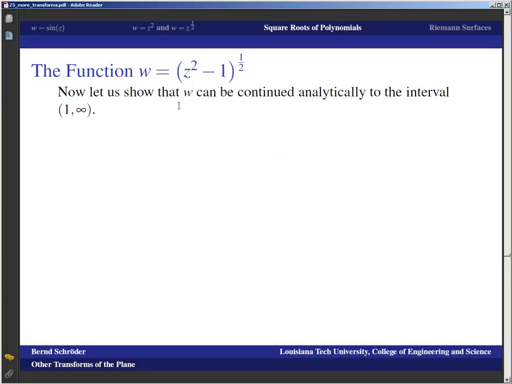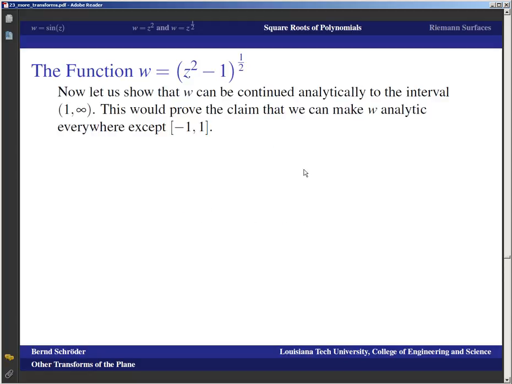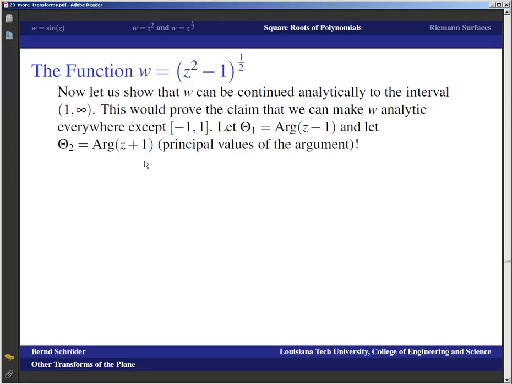Now let us show that we can actually analytically continue this function also to the interval 1 to infinity, so that somehow we can take this part that is cut out of our domain and throw it back in. That of course would prove that we can take W and make it analytic everywhere except in the interval -1, 1. So let theta 1 be the principal value of the argument of z minus 1, and let capital Theta 2 be the principal value of the argument of z plus 1.